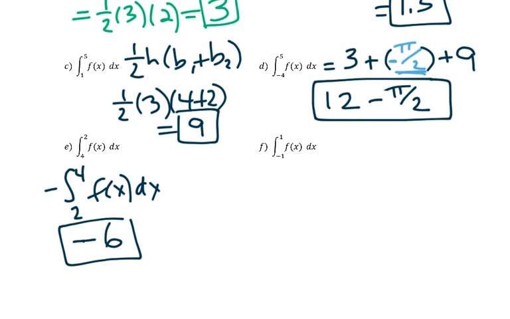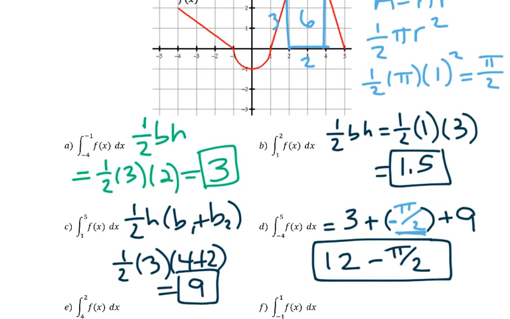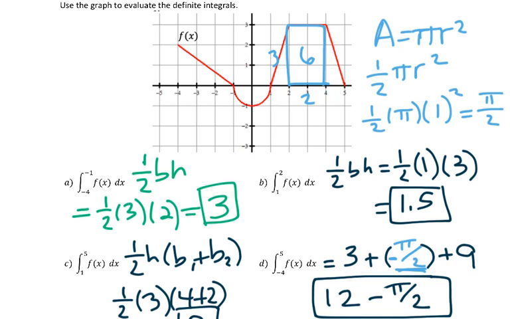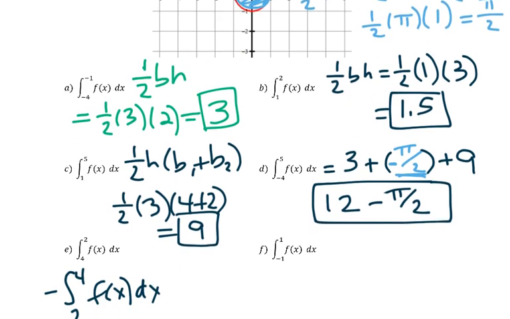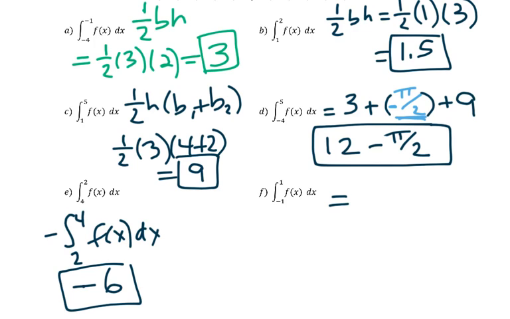And then last one, part F, from negative 1 to 1. So let's take a look at where that is on the graph. Negative 1 to 1, oh, we did this one already. So that's nice. Alright, so remember it should be negative because it's below the x-axis. And we already calculated it to be pi over 2. So this is just negative pi over 2. And we are done.